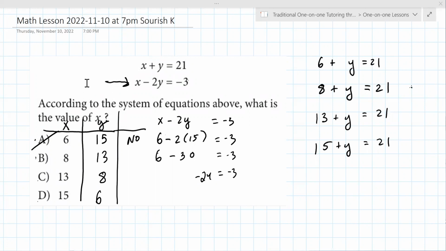I hear a lot of typing, Sourish. You should be writing this out by hand. There's no reason for you to be using the computer to type anything right now. If you need help, let me know. I can talk you through how to do this.